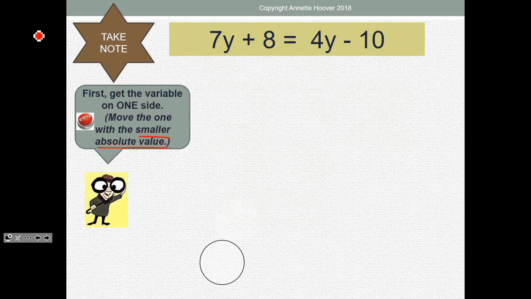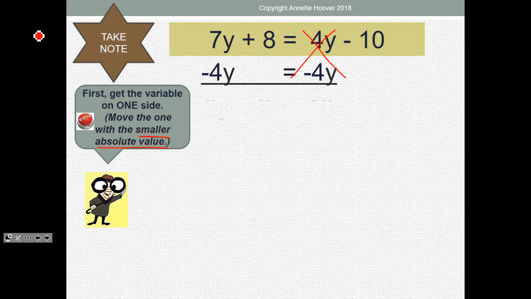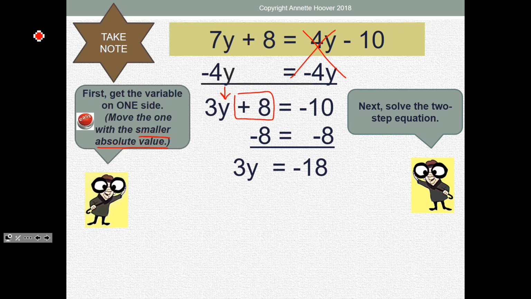Now what happens if we move the one with the smaller absolute value first? You're going to get the same answer. So if we subtract 4y on both sides, 4y and negative 4y becomes 0. So on the left side, you have 3y plus 8 equals negative 10. You find the variable, move what's not attached to it first. So we're going to do a negative 8 on both sides of the equation. And same signs, add and keep the sign. So look, we have the same thing we had before. We have 3y equals negative 18, and we divide by 3, and y is still equal to negative 6.